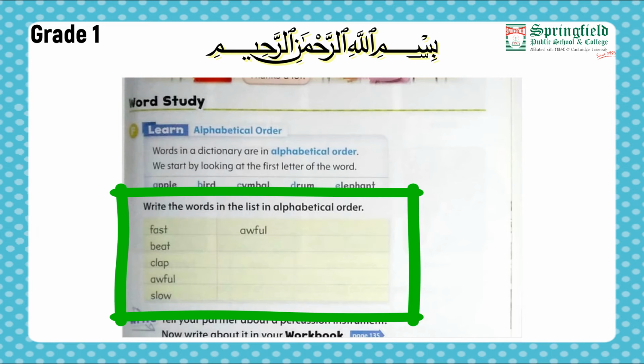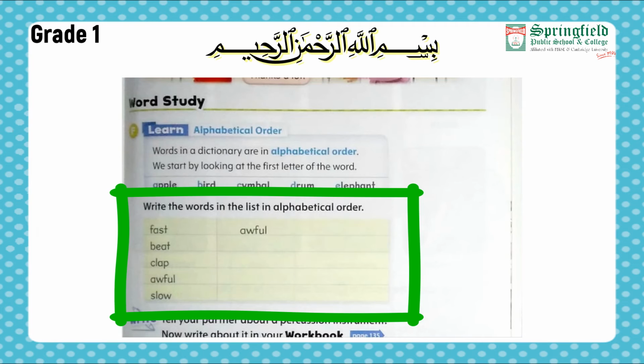Alright, now write the words in the list in alphabetical order. If you see here in this chart, there are some words given to you. The first one is done for us, and that started with A. That's why it is written in the first column. The first word is awful. Now we have to look for the second word. Now let's see if there is a B.